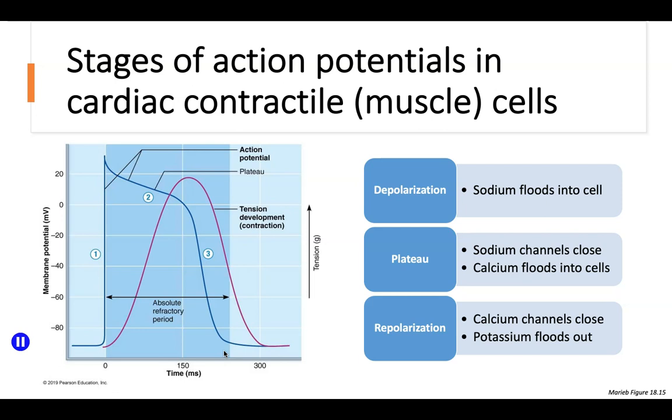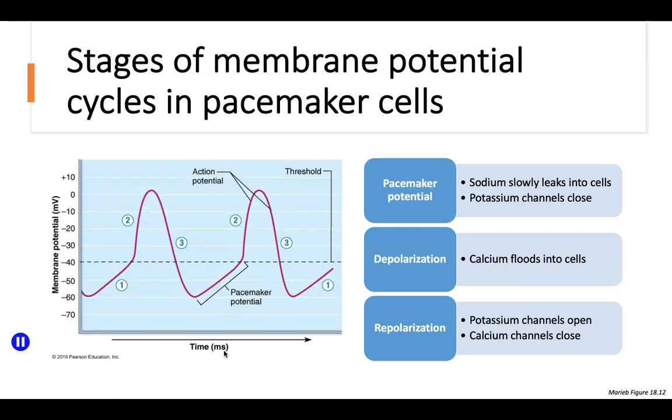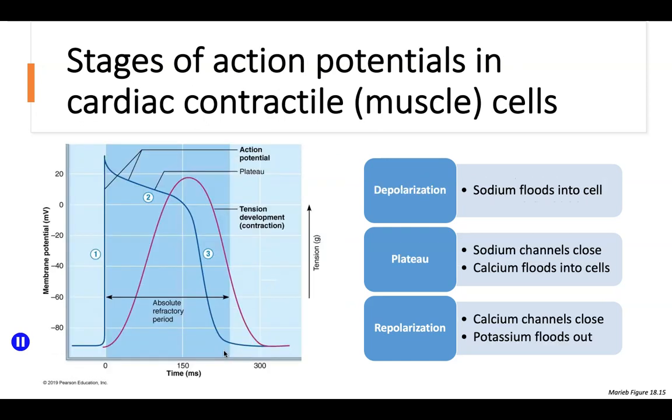So these cardiac muscle cells are going to have membrane potentials that look a lot different than the cardiac pacemaker cells shown here. So that's pacemaker. You see pacemaker, depolarization, repolarization. And in the cardiac muscle cells, you have depolarization caused by sodium, plateau caused by calcium, and repolarization caused by potassium.